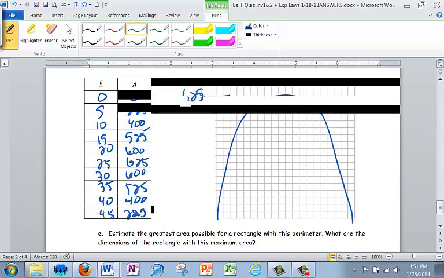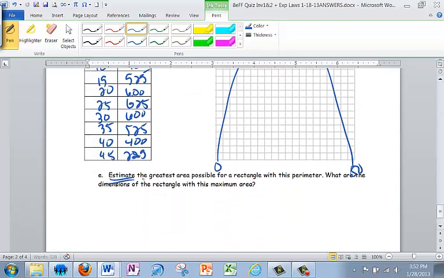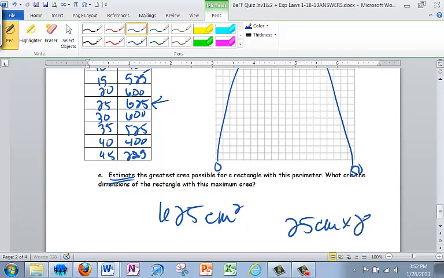I'm not going to draw the whole thing for you. I think you can do that. This would be 0, and this would go up to 50. So please do a good job on that if you need to redo that, and I will help you. Estimate the greatest possible area. You could get it from your graph, or you get it from the table. It would be 625 square centimeters, and the dimensions would be 25 centimeters by 25 centimeters.